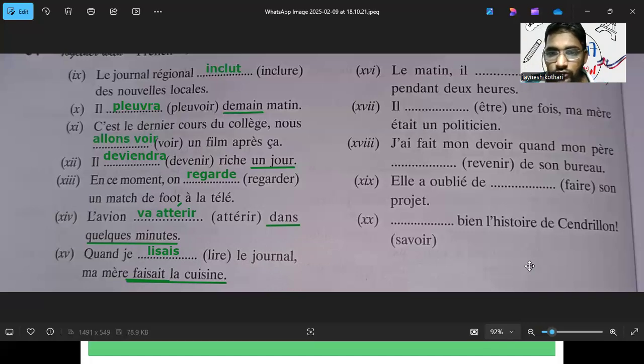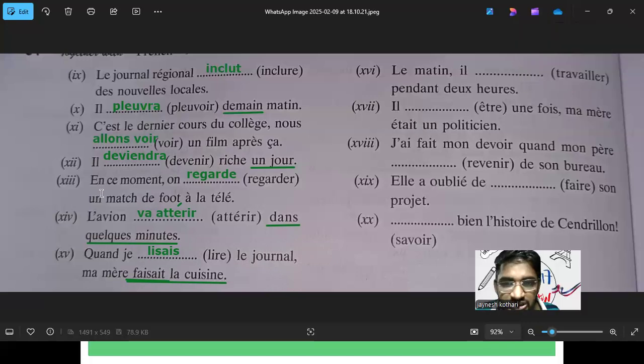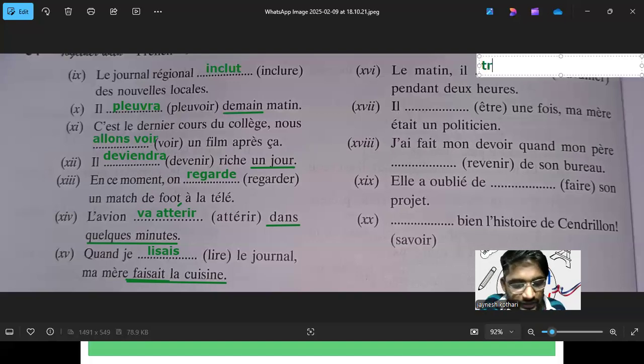Next, after that, students, now number 16. In the morning, he travaille for 2 hours. So, students, I can use it, there's nothing mentioned if it is in the past or present or future. So, I can just write, in the morning, he works for 2 hours. I can use present tense also. Sir, can we use future proche?